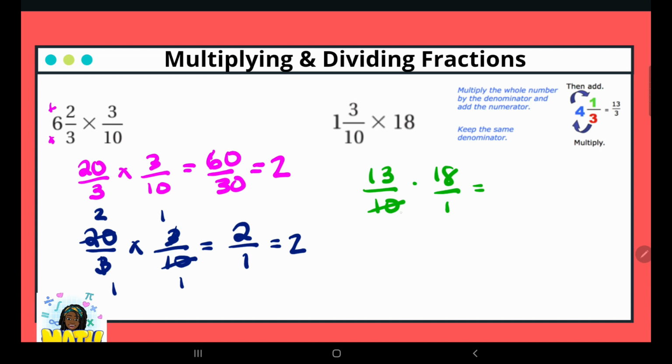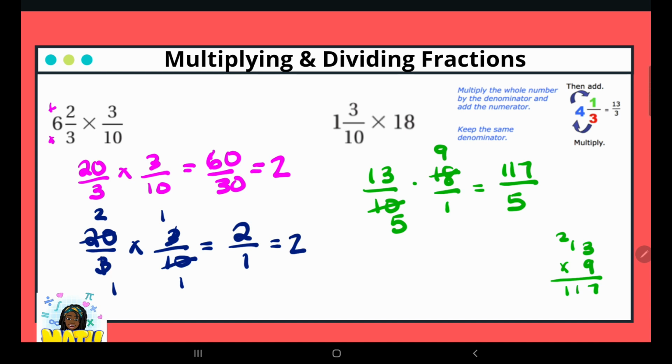So 2 into 10, 5 times. 2 into 18, 9 times. So now instead of multiplying 13 by 18, I'm going to multiply 13 by 9. So I'm going to just do that over here. 9 times 3 is 27. 9 ones 9 plus 2 is 11. Okay, so now I have 117 on top, and then 5 times 1 on the bottom is just 5.